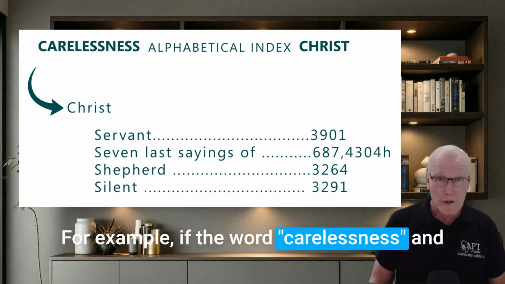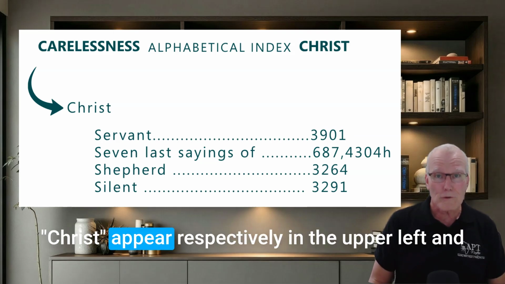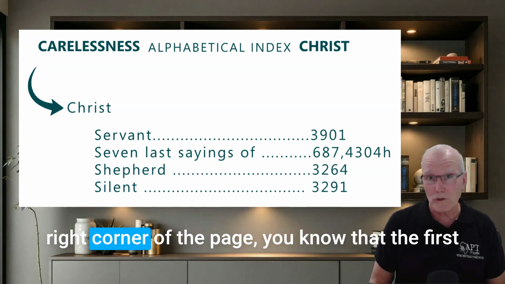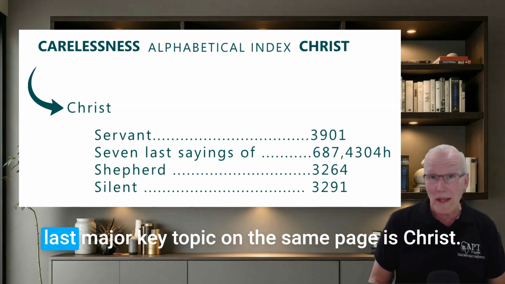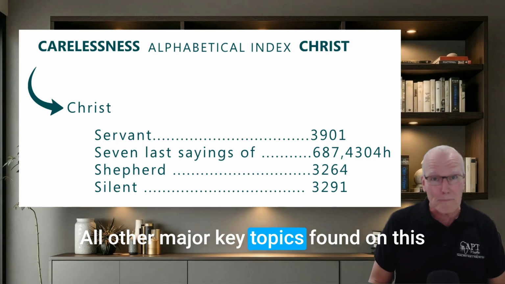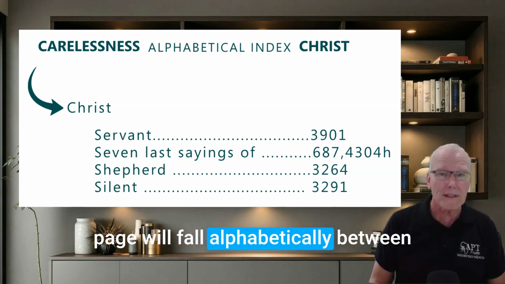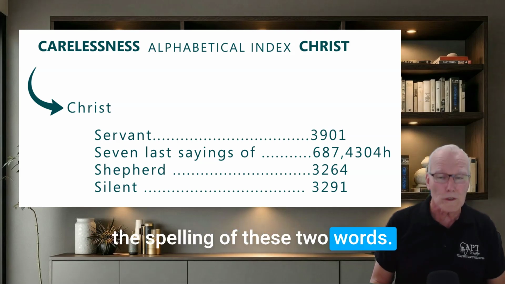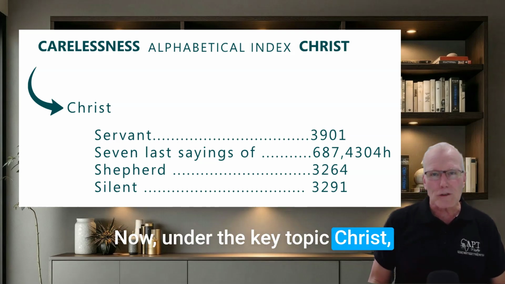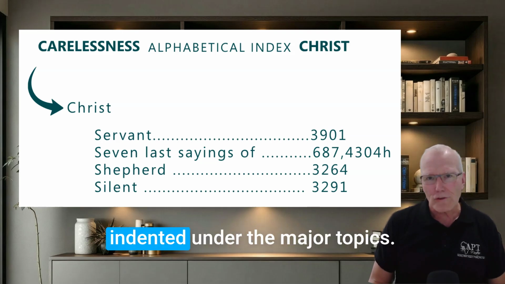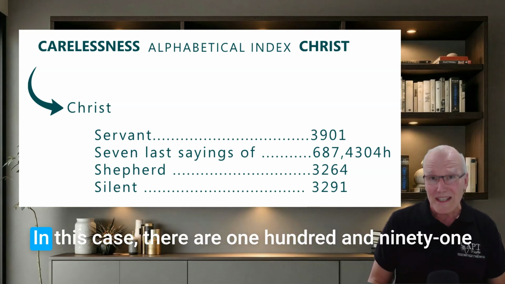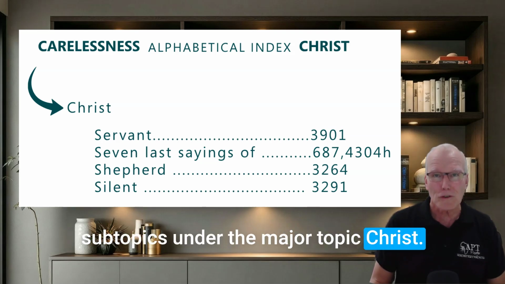For example, if the word carelessness and Christ appear respectively in the upper left and right corner of the page, you know that the first major topic on that page is carelessness, and the last major key topic on the same page is Christ. All other major key topics found on this page will fall alphabetically between the spelling of these two words. Now, under the key topic Christ, locate the subtopic shepherd. Notice that all subtopics are indented under the major topics. In this case, there are 191 subtopics under the major topic Christ.